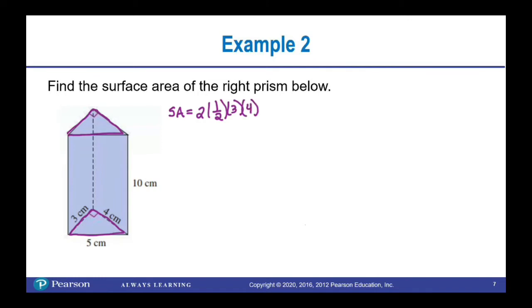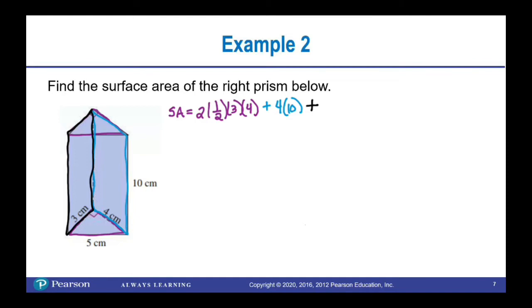Then I think about my lateral faces. So let's start with the back right. I drew around the back right in blue. This is a rectangle. The length is 4 and the width is 10. So 4 times 10 to find the area of that rectangle. Plus, let's move to the back left. I've drawn around the back left in black.